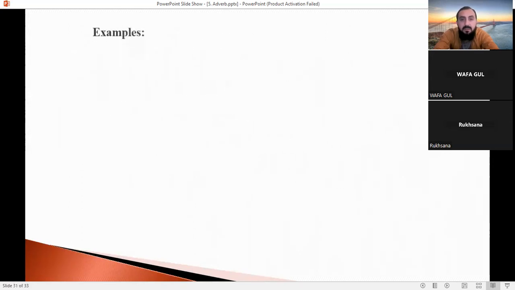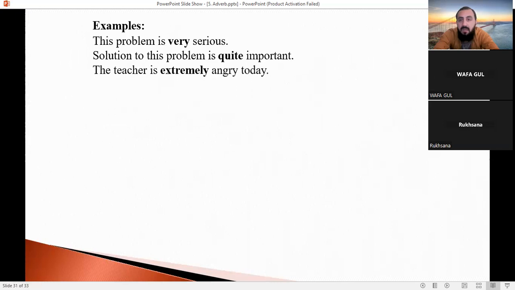Let's see some examples. Ms. Roxana, can you read the examples? This problem is very serious. Solution to this problem is quite important. The teacher is extremely angry today. The questions are too easy. He is quite strong.